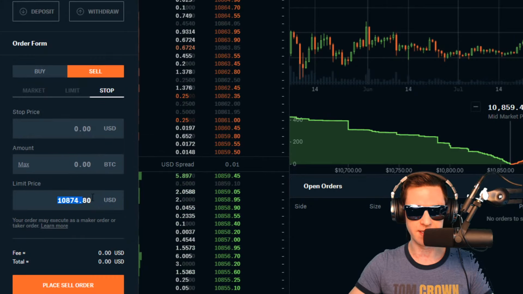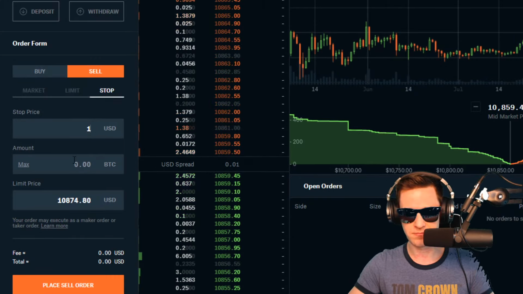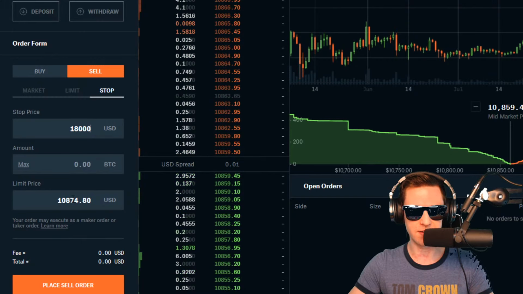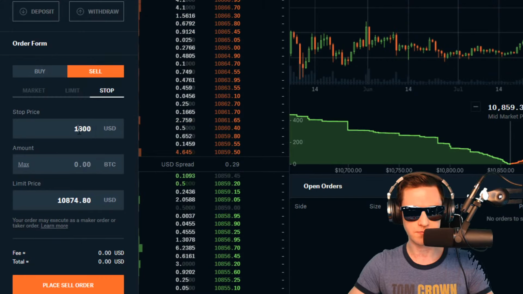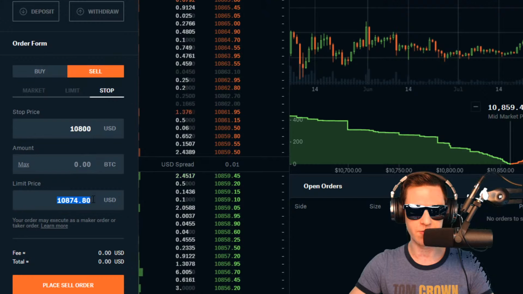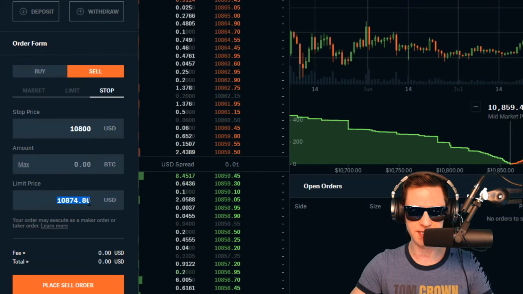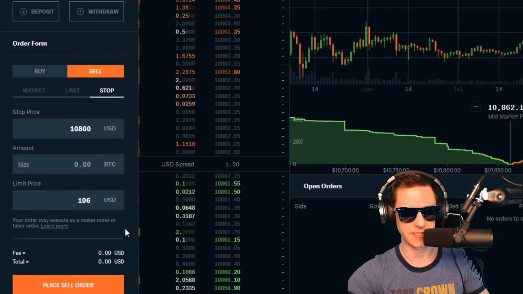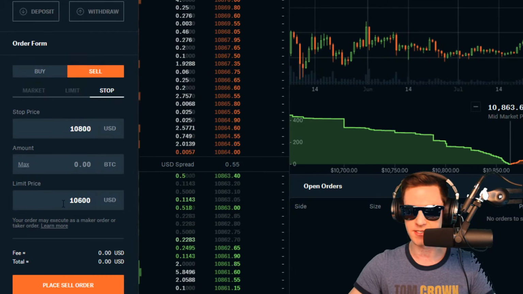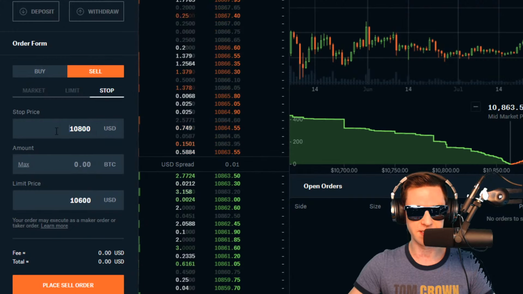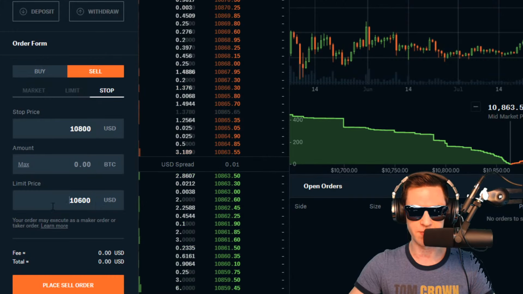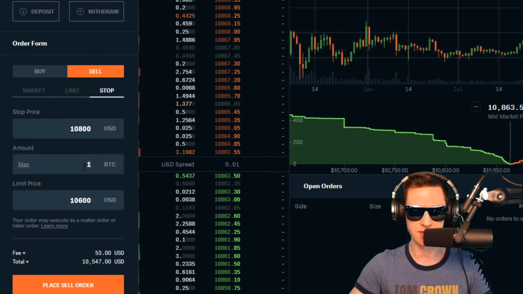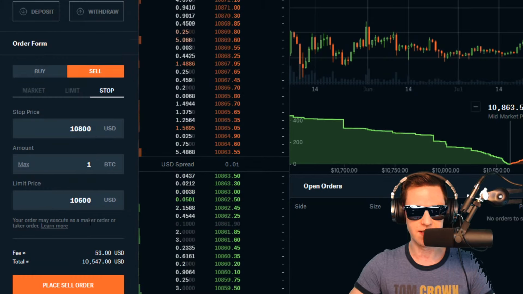If you make a difference, so if we set our stop price at 10,800, but we think, all right, once price hits 10,800, I actually want to be looking to sell if it goes down to 10,600. So what will happen is at 10,800, it will attempt to make an order for 10,600 on the sell side. And this is the basis of what we call a stop loss.